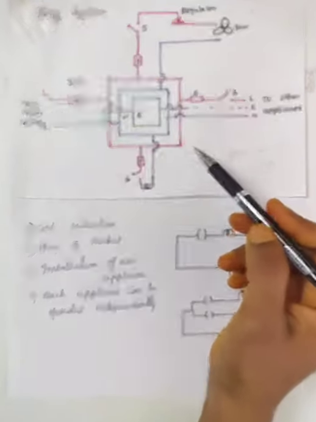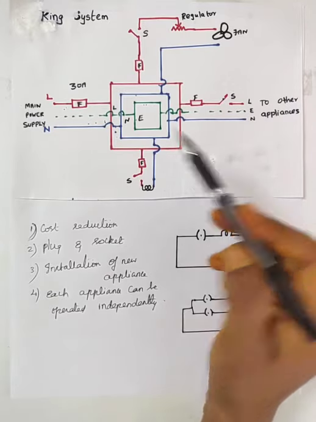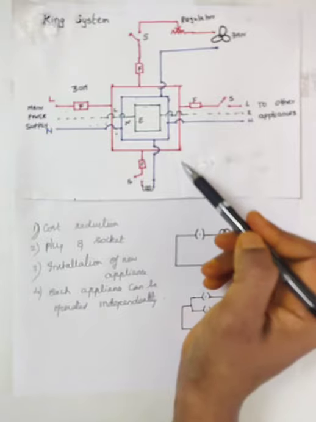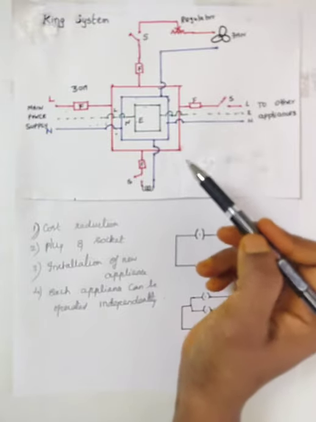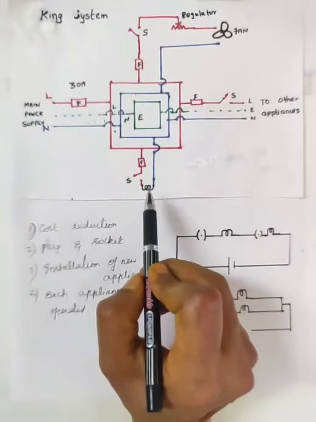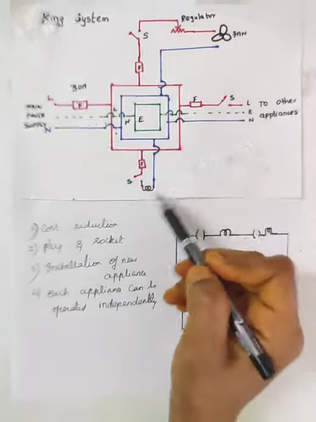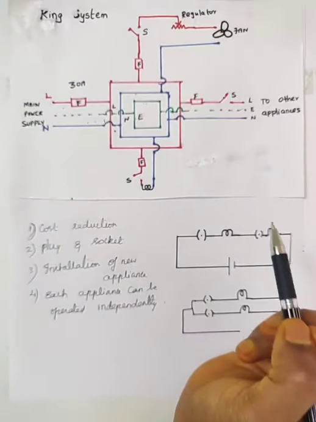Next one, any new appliance to be installed in the room, the connection need not be taken from the distribution board. It can directly be connected to the ring system which is running in that room. Next one, every appliance can be operated independently. Any fault in one appliance will not affect the working of the other appliance.